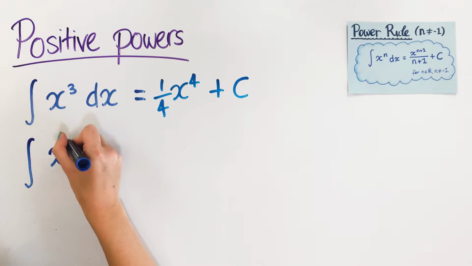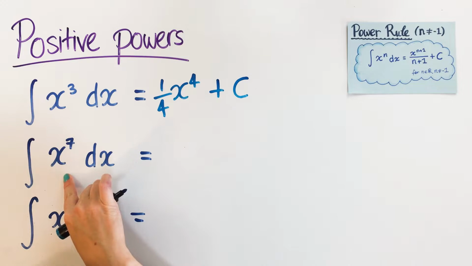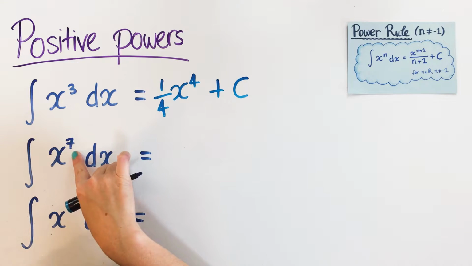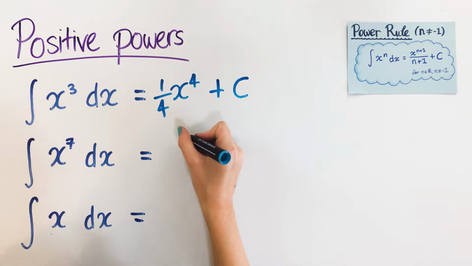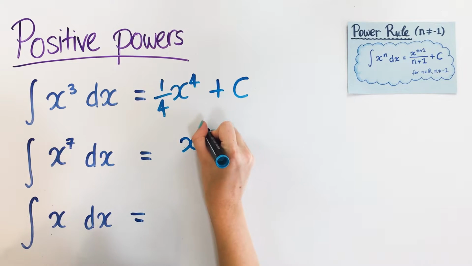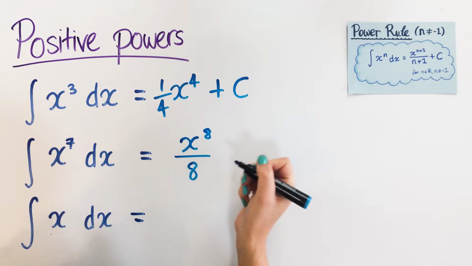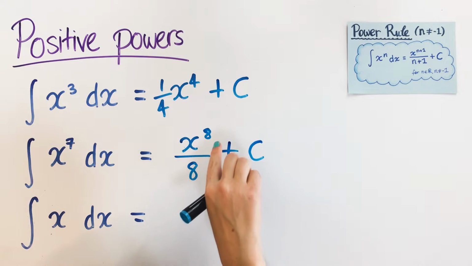Let's try 2 more examples now using this rule. This is a good time to pause the video if you want to try these yourself first, or you can watch me go through them. So the first one here, x to the power of 7, well, we can use our power rule. We have n equals 7. 7 is not minus 1, so we can use this rule. So this tells us our answer is going to be x to the power of 7 plus 1, which is 8, divided by 7 plus 1, our new power, 8. And then we add c at the end. So we have 1/8 x to the 8 plus c.